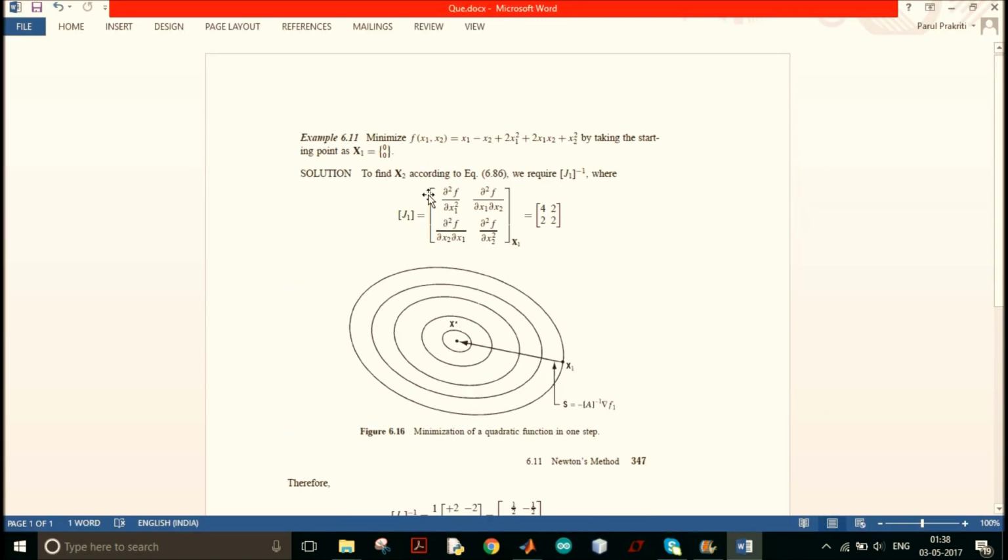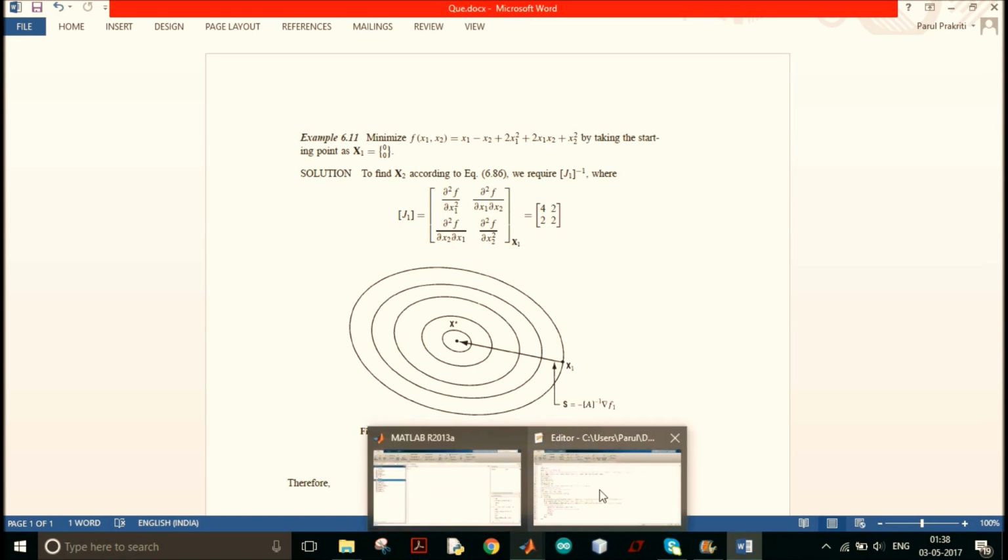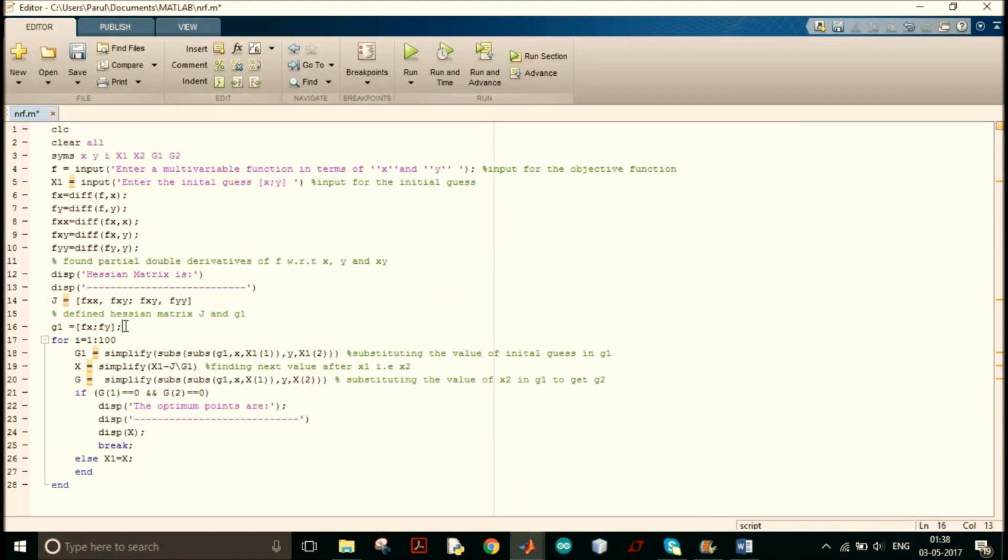It is in this form. I'll show you. In this particular form, the Hessian matrix is there. So, in the same way, we have defined it in the MATLAB code. So now we find G1. We just find G1 by substituting the value of the initial guess in small g1.